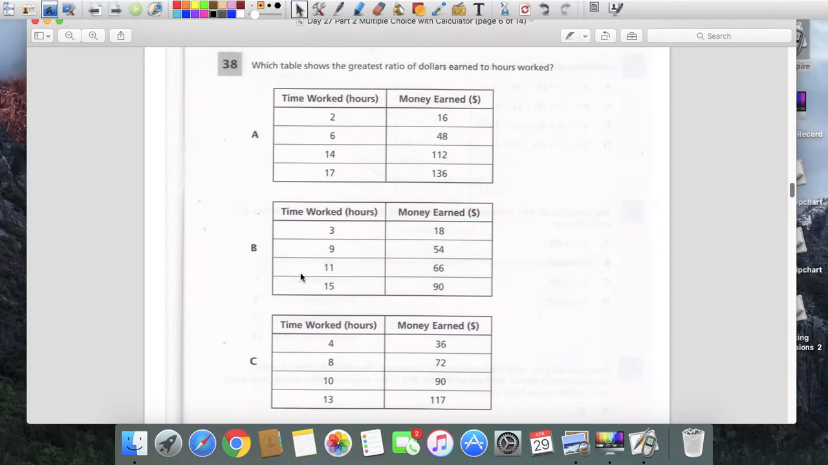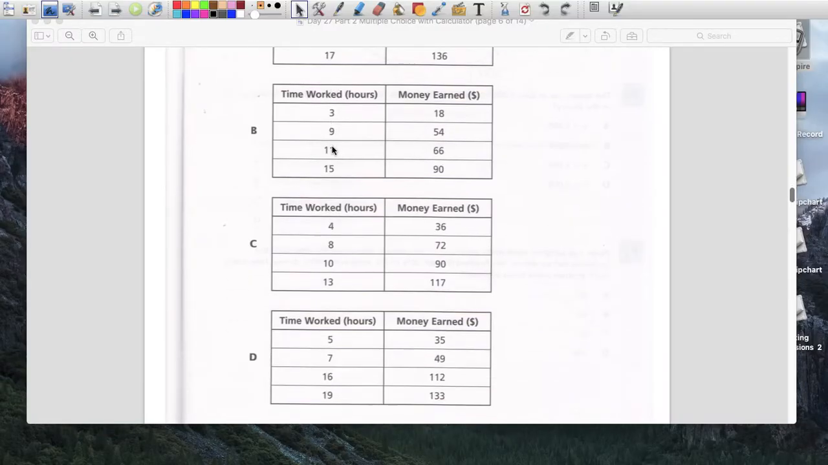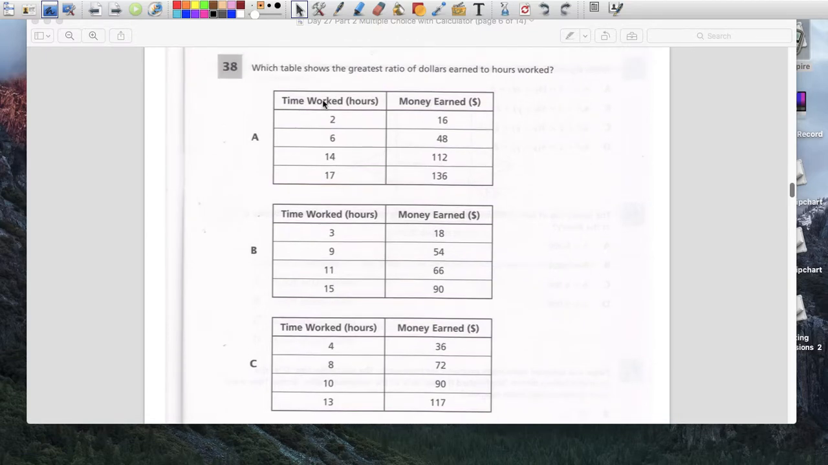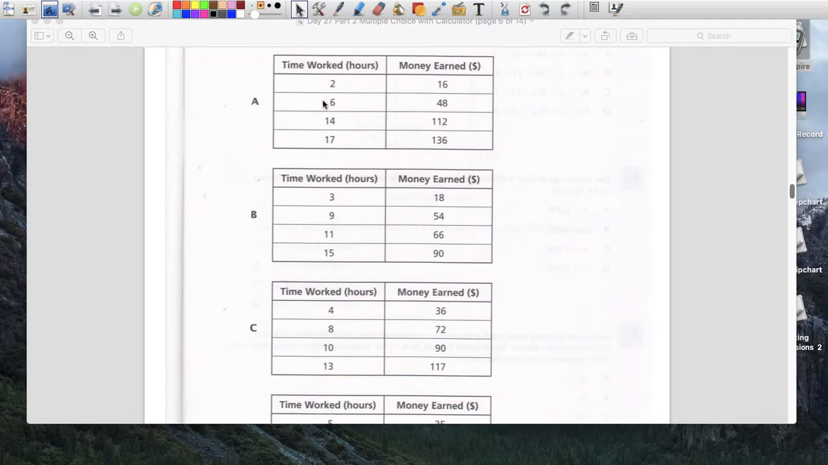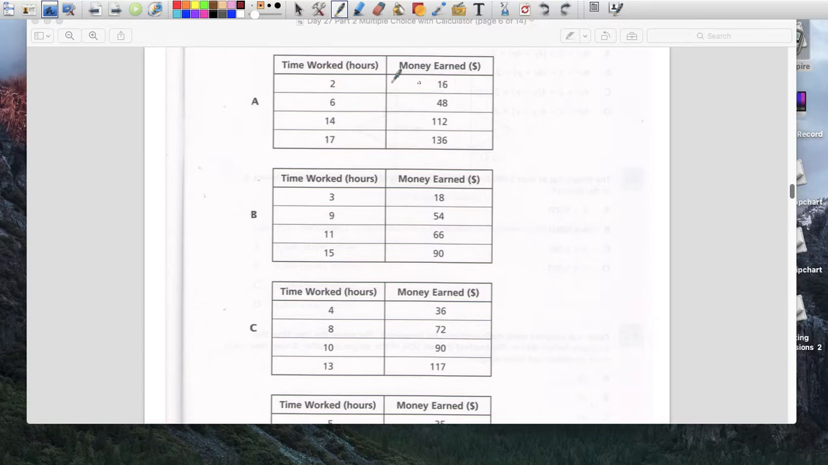Which of these shows the greatest ratio of dollars to hours earned? So ratio, dollars to hours. Let's see, can I compare this as every 2 hours you get $16?